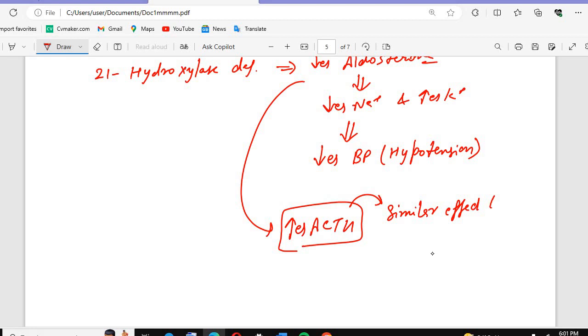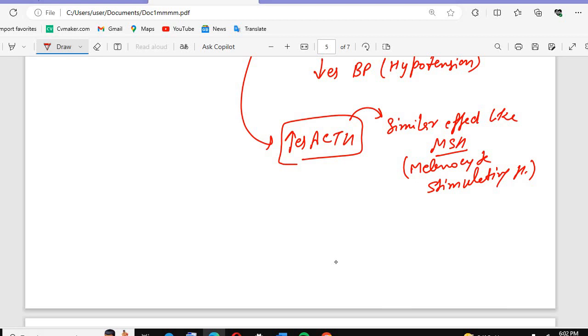This ACTH has a similar effect to MSH, the melanocyte stimulating hormone, on the skin. So this increased ACTH has the same effect as MSH, and it causes hyperpigmentation.